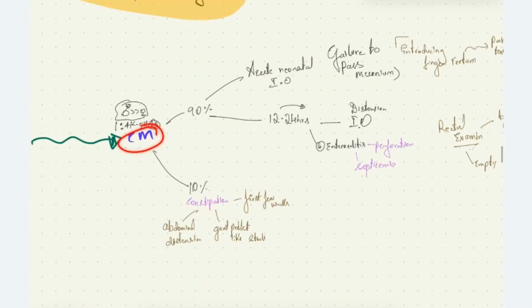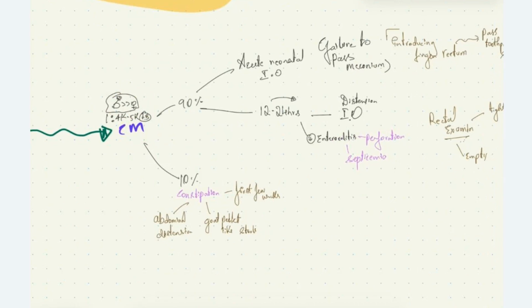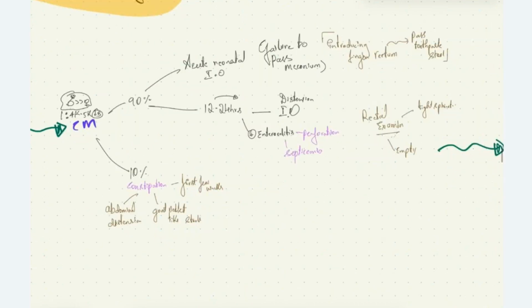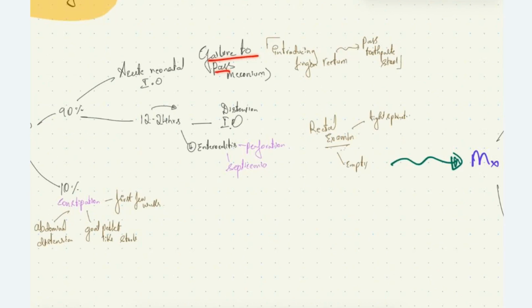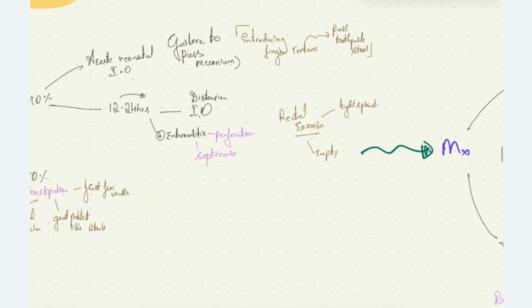Then we have clinical manifestation. It's more common in males compared to females, and it's seen in 1 in 4,000 to 5,000 live births. 90% of patients have acute neonatal intestinal obstruction where they will have failure to pass meconium. Introducing a finger into the rectum causes the passage of toothpaste-like stool.